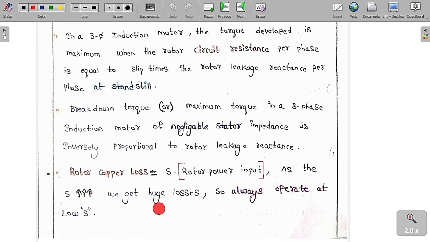As the slip increases, we get huge losses. So always operate at the lowest slip. I have already told you this very important point. Whenever the slip increases, the rotor copper loss increases, so always try to operate at low slip. Low slip is said to be the stable region and high slip is called the unstable region. I have already told you in detail about all these things in the induction machine concept itself.